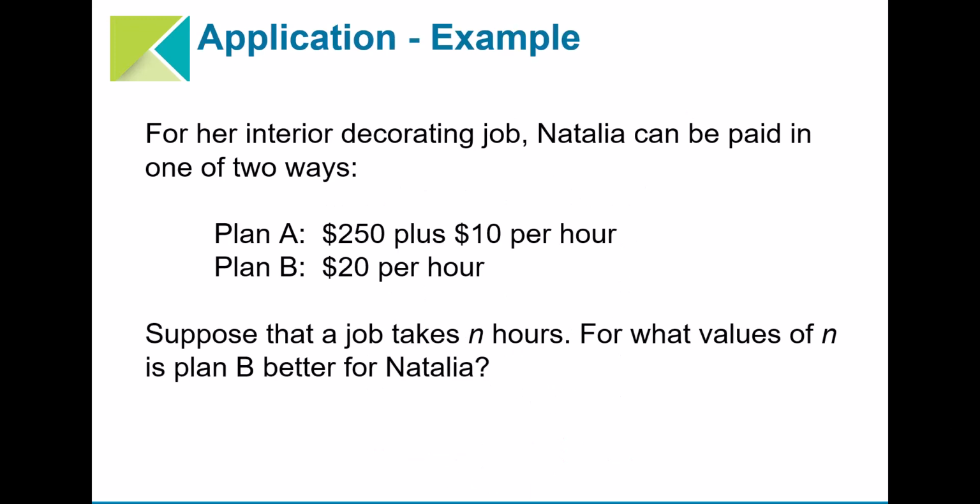Let's get to our application. It says, for an interior decorating job, Natalia can be paid in one of two ways: plan A, $2.50 plus $10 per hour, or plan B, $20 per hour. Suppose that a job takes n hours. For what values of n is plan A better than plan B?